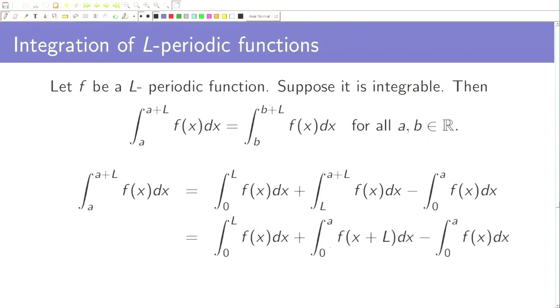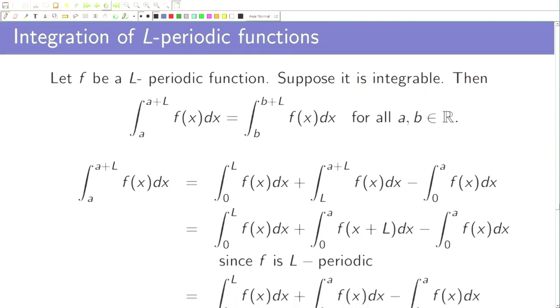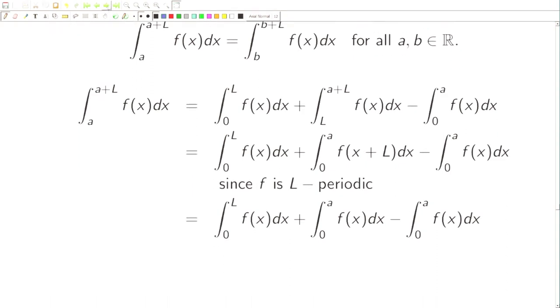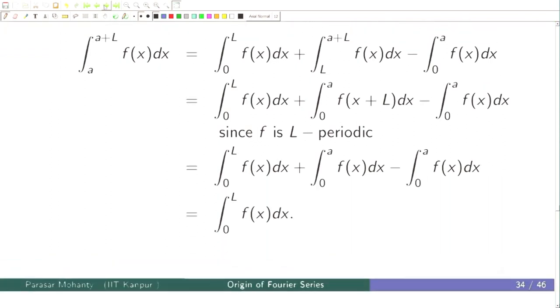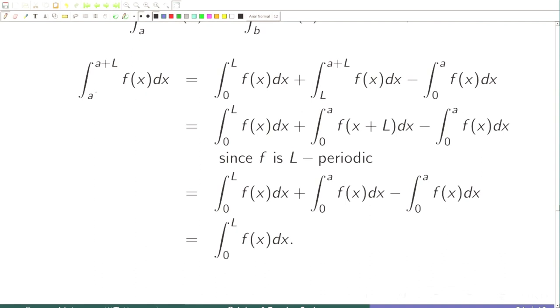Now, if I make a change of variable in the integral of f of x plus L, it becomes the integral from 0 to a, and here I have minus the integral from 0 to a. So, this gets cancelled. I will get that this integral is equal to the integral from 0 to L f of x dx. Similarly, I can show that the integral from b to b plus L f of x dx is again the integral from 0 to L f of x dx. Therefore, it really does not matter where you are choosing your interval. What matters is that if you have an L periodic function, you have every freedom to choose your interval. Thank you.